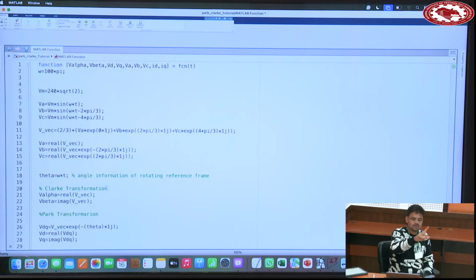I have chosen this theta to be omega t. It means D is aligned with phase A. Which component will be 0? Vd will be 0, Vq will be negative of peak. Okay, now you recall the power equations. So which current component is related to P and which current component is related to Q if Vd is 0?